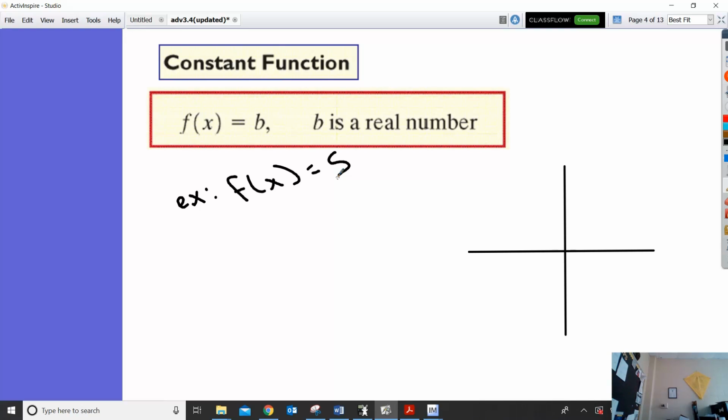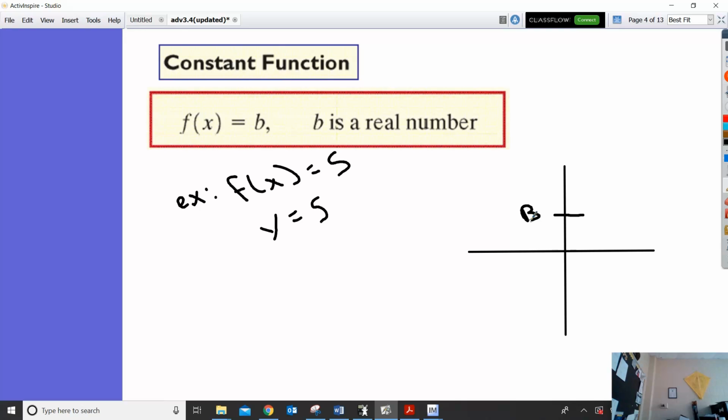f of x equals 5. What is that really? Because I know notation messes with this. What does it really say? What's f of x fancy for? y. It's really y equals 5. So f of x equals b is just a particular line that says y is b.